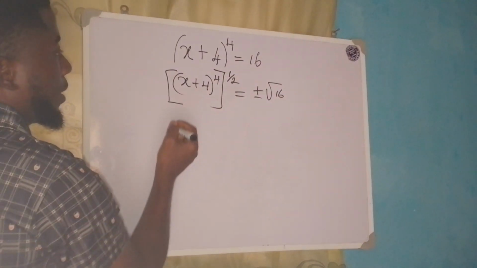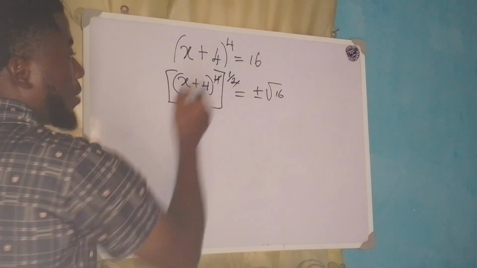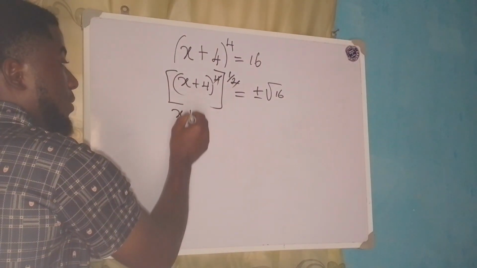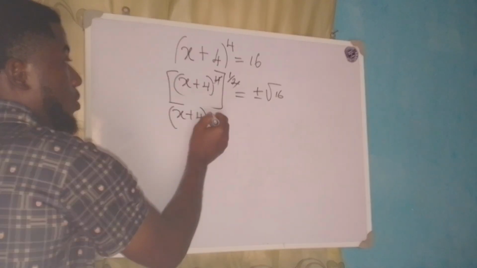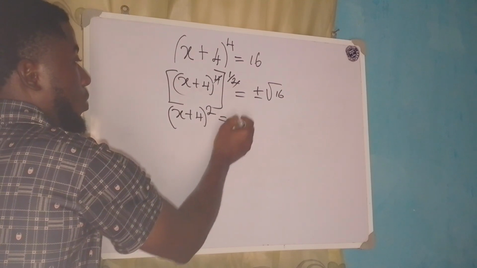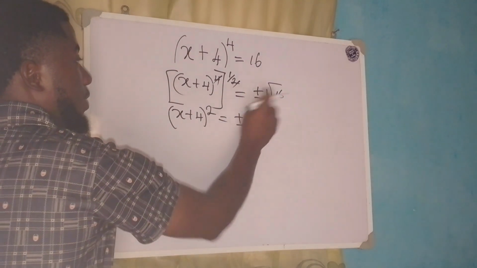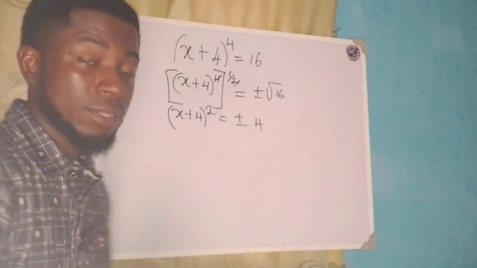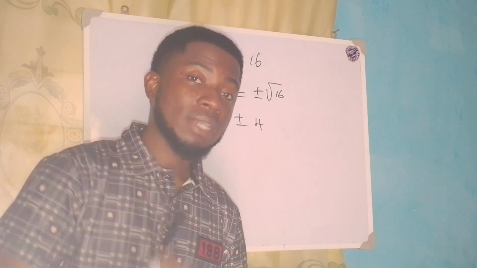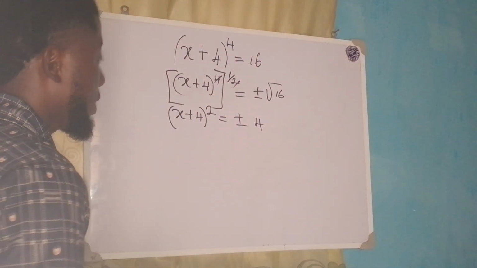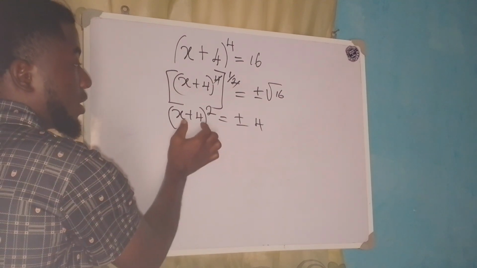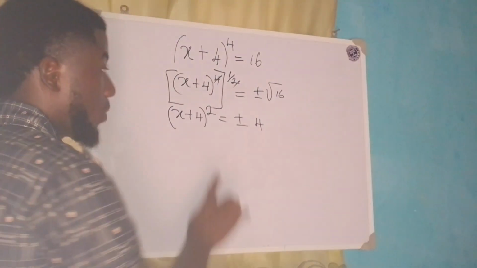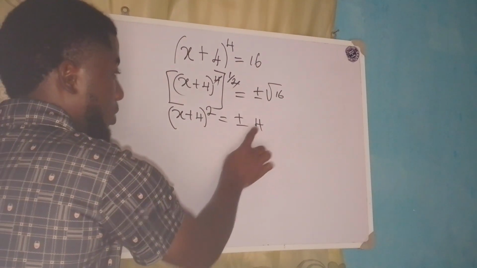Now, from here, this will go here how many times? 2 times, right? So this means we have (x + 4)^2 equals plus or minus the square root of 16, which is 4. Okay, this is very simple. Now the next thing I'm going to do is expand this and equate it to this.